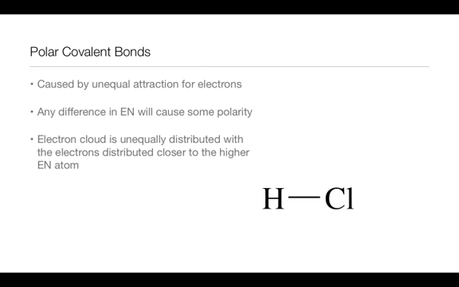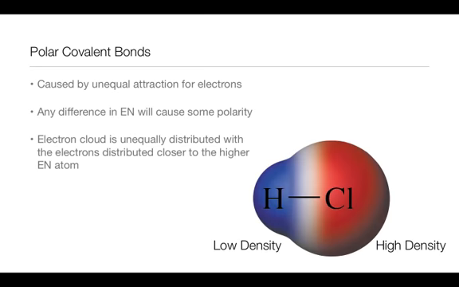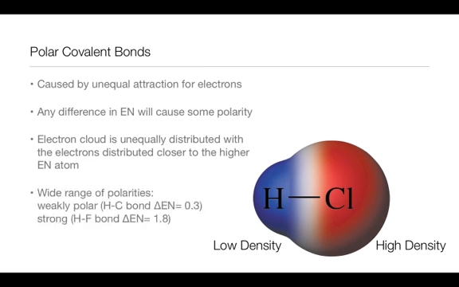What that means then is our electron cloud is going to be unequally distributed, where we're going to have a lower density of electrons around the atom that has lower electronegativity and a higher density around the atom that has a higher electronegativity. In this case, the bond between hydrogen and chlorine would have a lower probability of electrons around the hydrogen and a higher probability around the chlorine because the chlorine has a higher electronegativity.